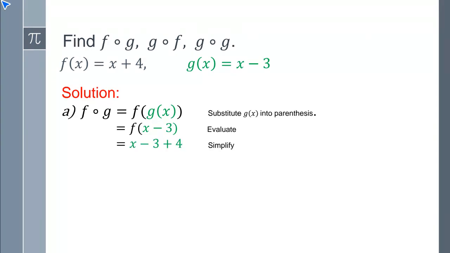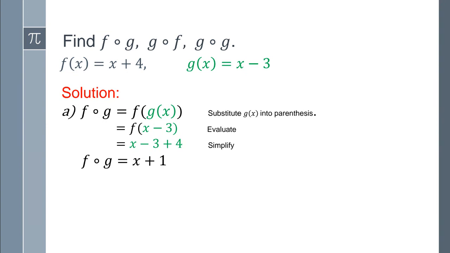So let's go ahead and evaluate. Everywhere I see x, I plug in x minus 3. So I would have x minus 3 plus 4. Let's simplify. Minus 3 plus 4 would be a 1. So the composite of f composed of g is x plus 1. Okay? All right, let's practice some more.